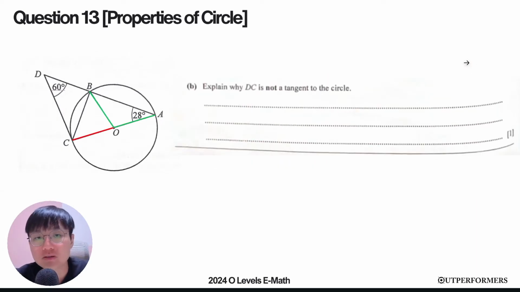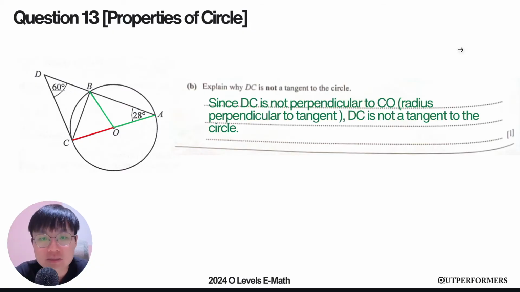Moving on to part B, explain why DC is not a tangent to the circle. When we think about tangents, especially in the properties of circles, the one thing we want to think of is radius perpendicular to tangent. So radius perpendicular to tangent is this and this. Radius perpendicular to tangent has to be 90 degrees. And we can easily do a calculation over here.